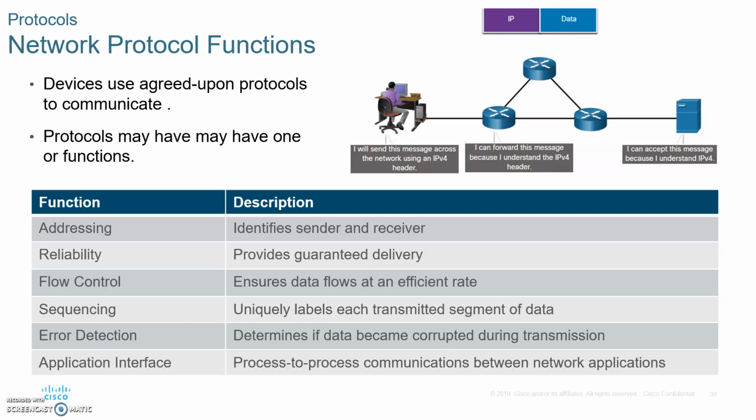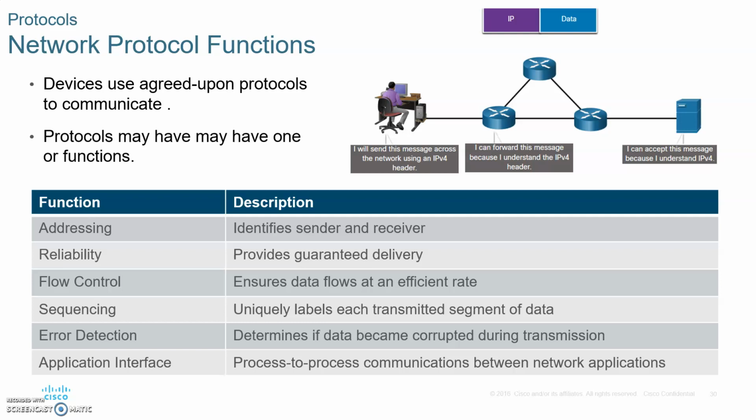Sequencing. When I told you earlier that if you have a 100-pound box and you converted it into smaller boxes, each one of those boxes has to have a sequence number. Who's first, second, third, fourth. So when you transmit all of this data at the same time, the receiver has to be able to reassemble it.